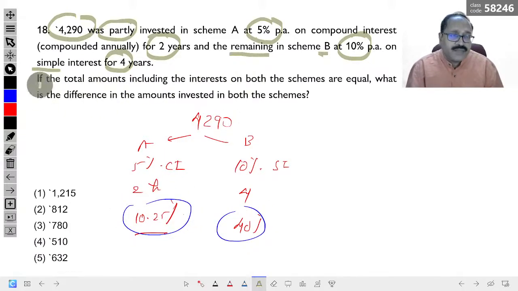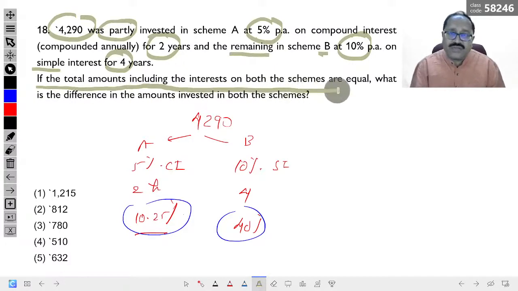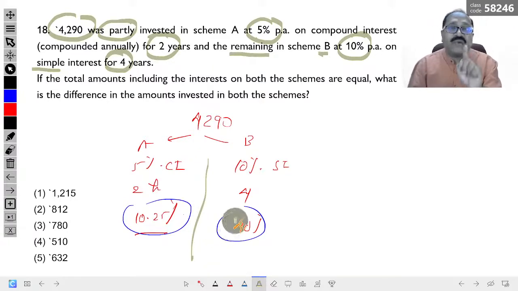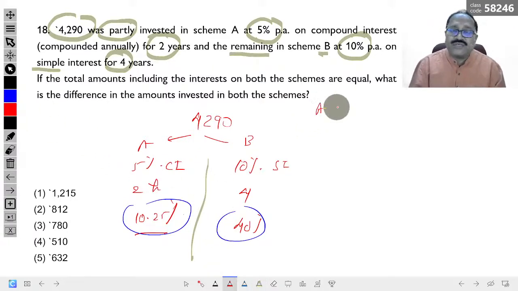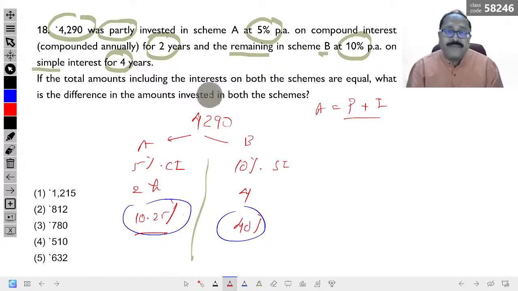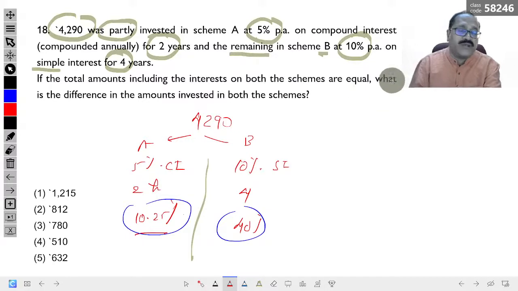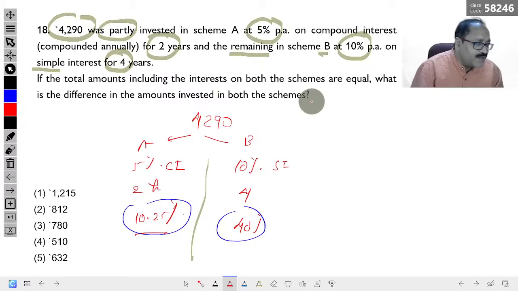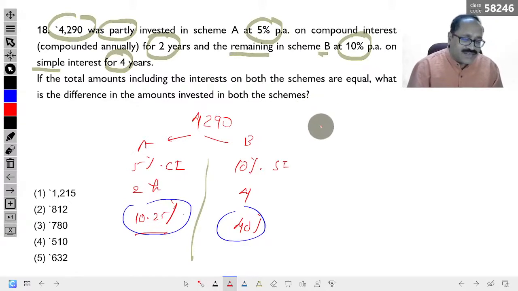Yes, see, Vidisha ma'am, if the total amount including the interest on both the schemes are equal, total amount from both the schemes are equal including the interest, that means amount. And we know that the amount is equal to principal plus interest. This is done, both are equal. Then what is the difference between the amount invested in both the schemes? Scheme A's principal minus scheme B's principal, you are expected to find out the difference. Oh wow, yes Anusha, it is 812.